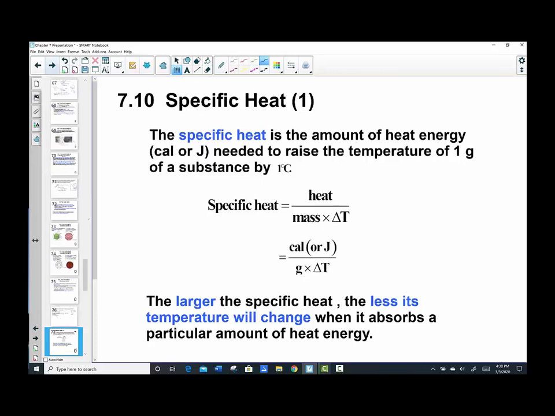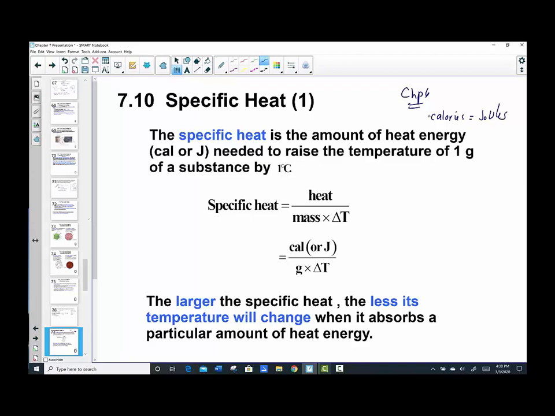Another quality of solids is a physical property known as specific heat. Specific heat is defined as the amount of heat energy needed to raise the temperature of 1 gram of any substance by 1 Celsius degree. This goes back to our chapter 6 a little bit when we learned about calories and joules.